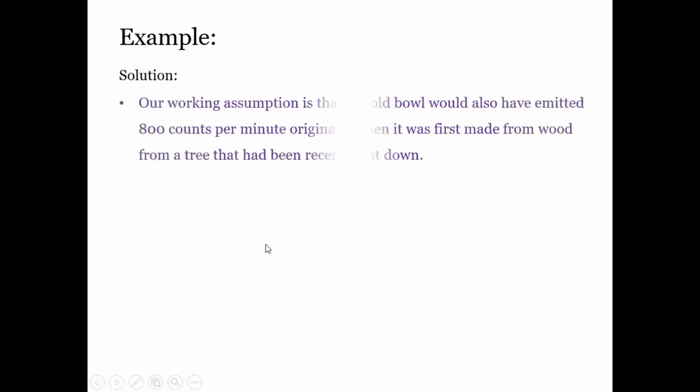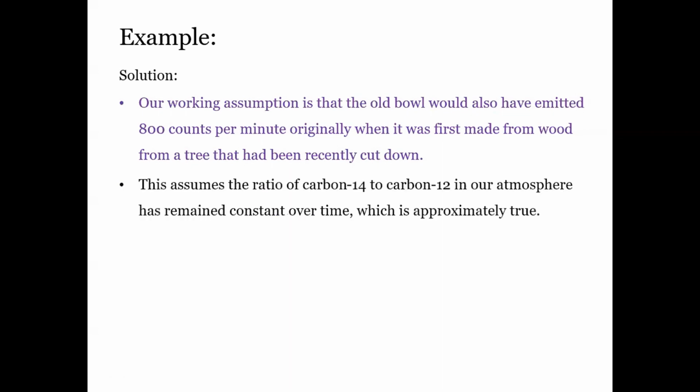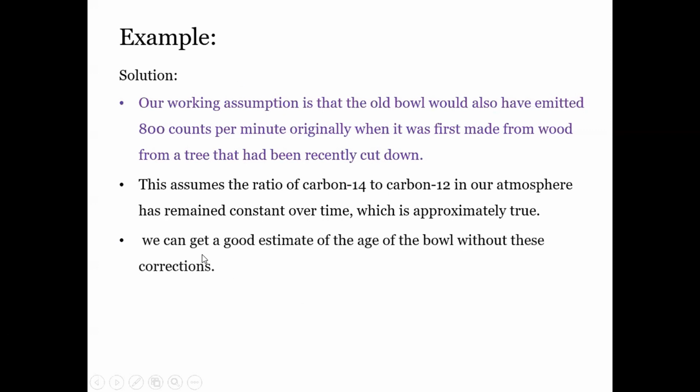So we continue with the solution. Our working assumption is that the old bowl would have emitted 800 counts per minute originally, when it was first made from wood from a tree that was recently cut. This assumption means that the ratio of carbon-14 to carbon-12 in our atmosphere has remained constant over time, which is approximately true. So we can get a good estimate of the age of the bowl without any corrections.